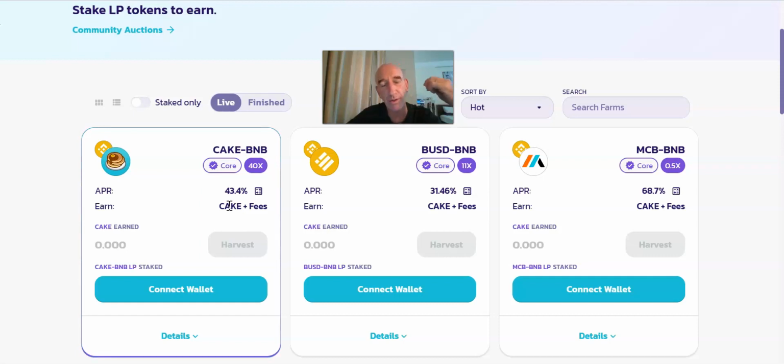The other way you'll be able to earn in the liquidity pools is through transaction fees. When somebody makes a swap in EurekaSwap, the swap fee is 0.25%, and of that 0.25%, 60% will go back to the liquidity pool providers. So that's the liquidity pool, and that's how you earn.